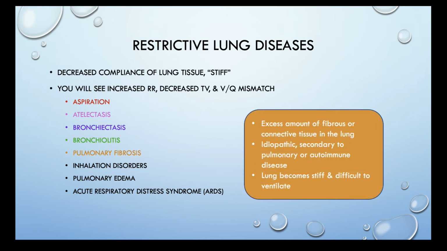Pulmonary fibrosis is an excessive amount of fibrous connective tissue in the lungs. It can be of unknown origin, which is idiopathic, or it can be secondary to a pulmonary or autoimmune disease. And in this, the lung becomes really stiff and very difficult to ventilate.